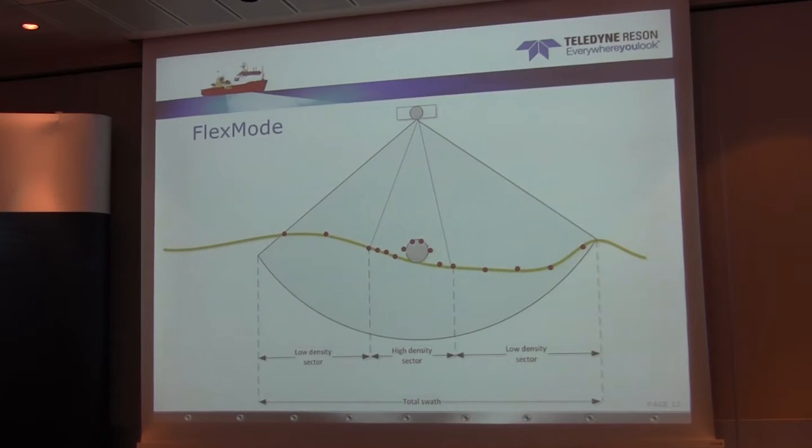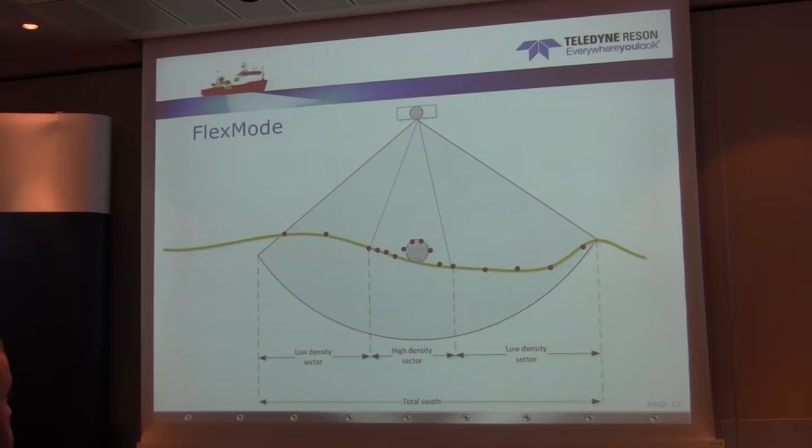So using the flex mode, I guess in a standard situation, if you want to focus lots of your beams on one part of the swath, you might have to condense your swath to get most of the beams in one part. In this case, a pipe that could be a wreck or a quay wall or such. And then, of course, by doing that, you sacrifice your coverage.